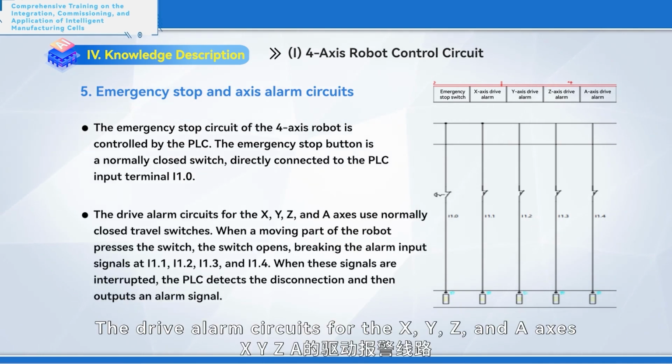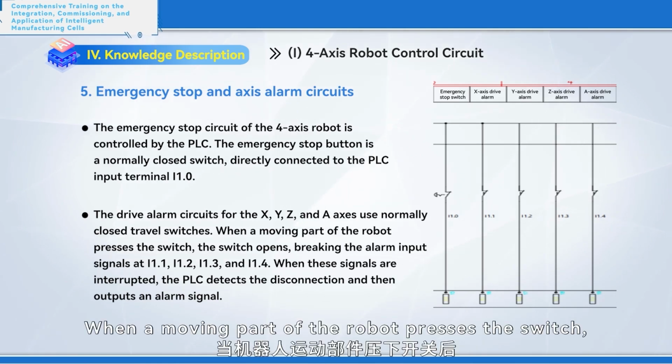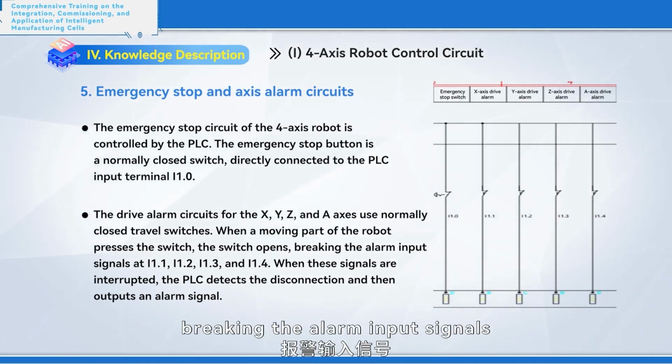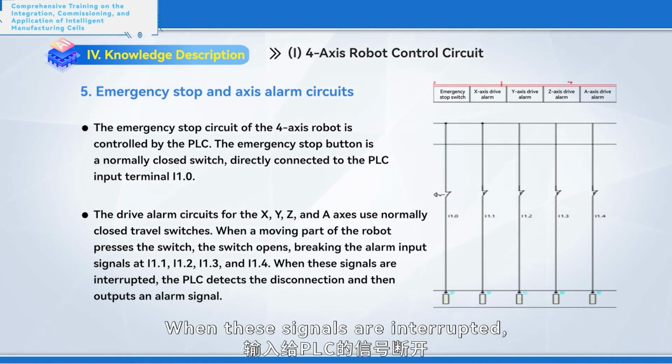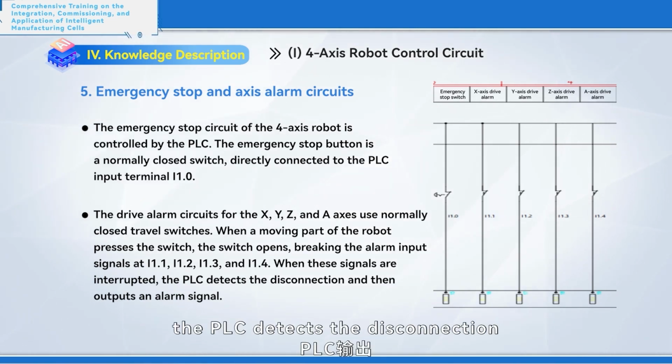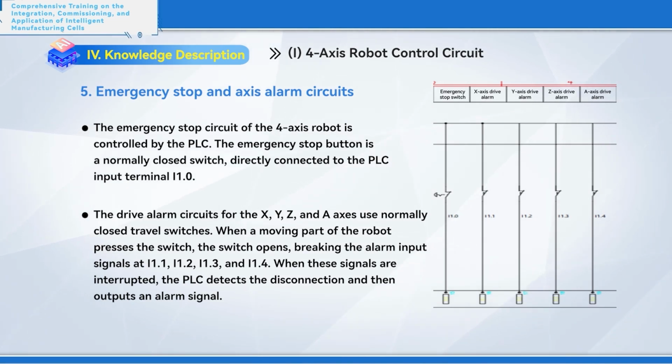The drive alarm circuits for the X, Y, Z, and A axes use normally closed travel switches. When a moving part of the robot presses the switch, it opens, breaking the alarm input signals at I1.1, I1.2, I1.3, and I1.4. When these signals are interrupted, the PLC detects the disconnection and then outputs an alarm signal.